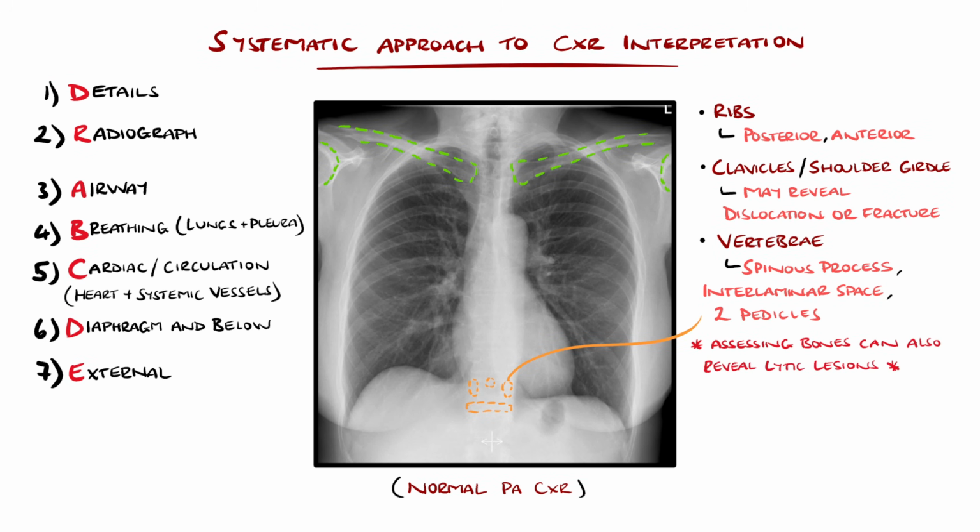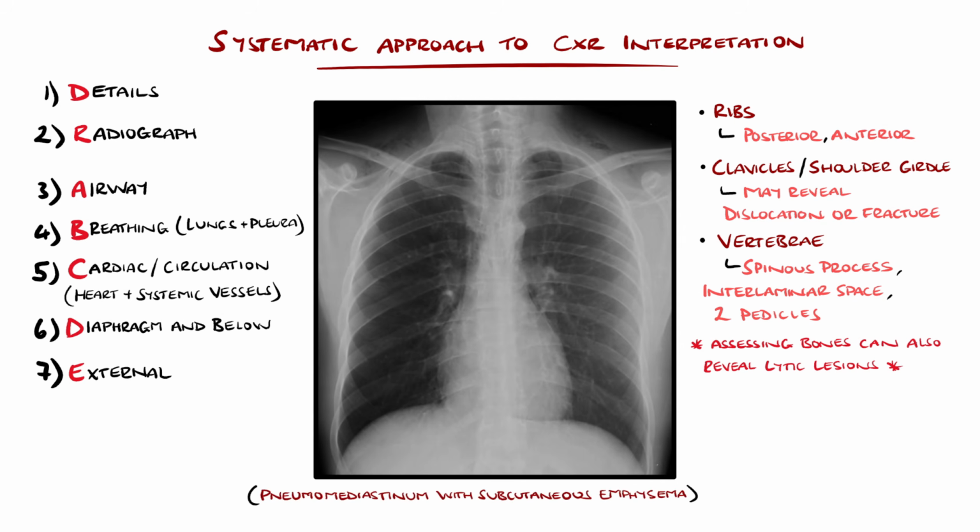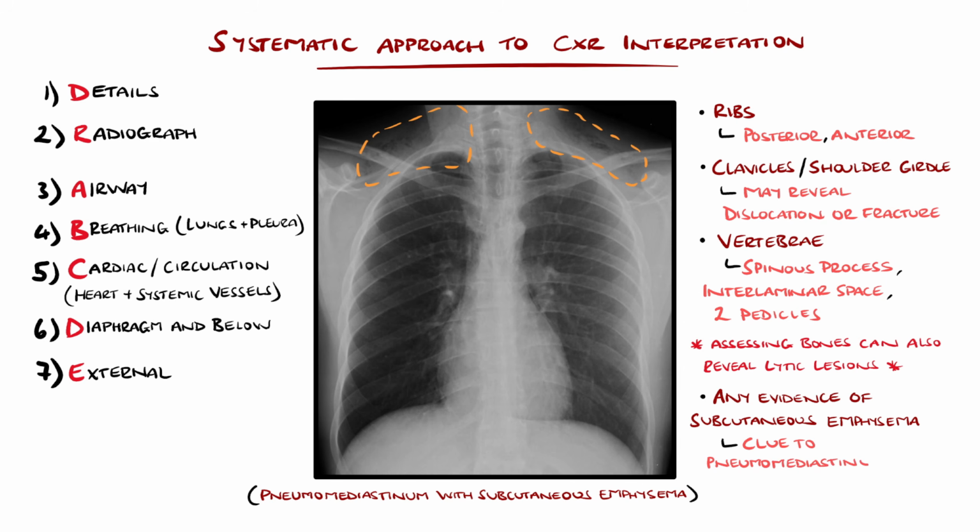Soft tissue emphysema is also included here, which means air within the soft tissues. This can be seen as thin dark streaks and can be a clue to pneumothorax or pneumomediastinum, sometimes also being visible within the mediastinum itself.